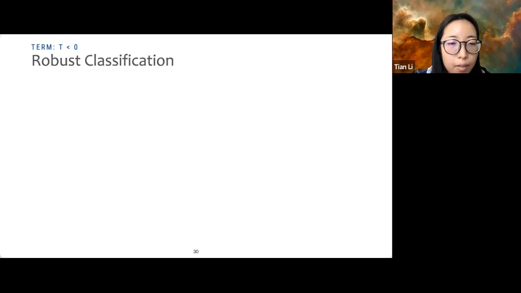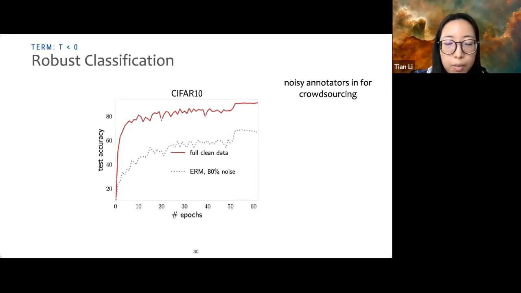Let's look at another robust classification problem. So we look at the application of noisy annotators for crowdsourcing. Those noisy annotators will create some noisy labels for the training data. And here we're looking at the CIFAR10 dataset.